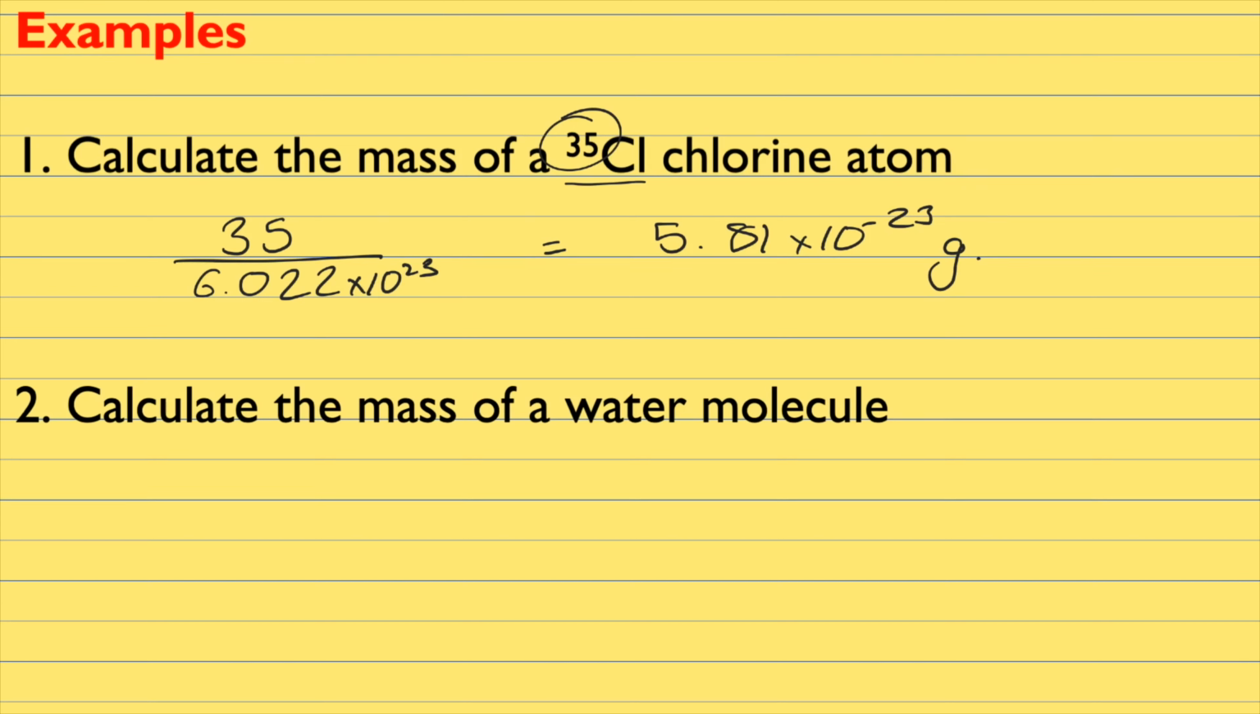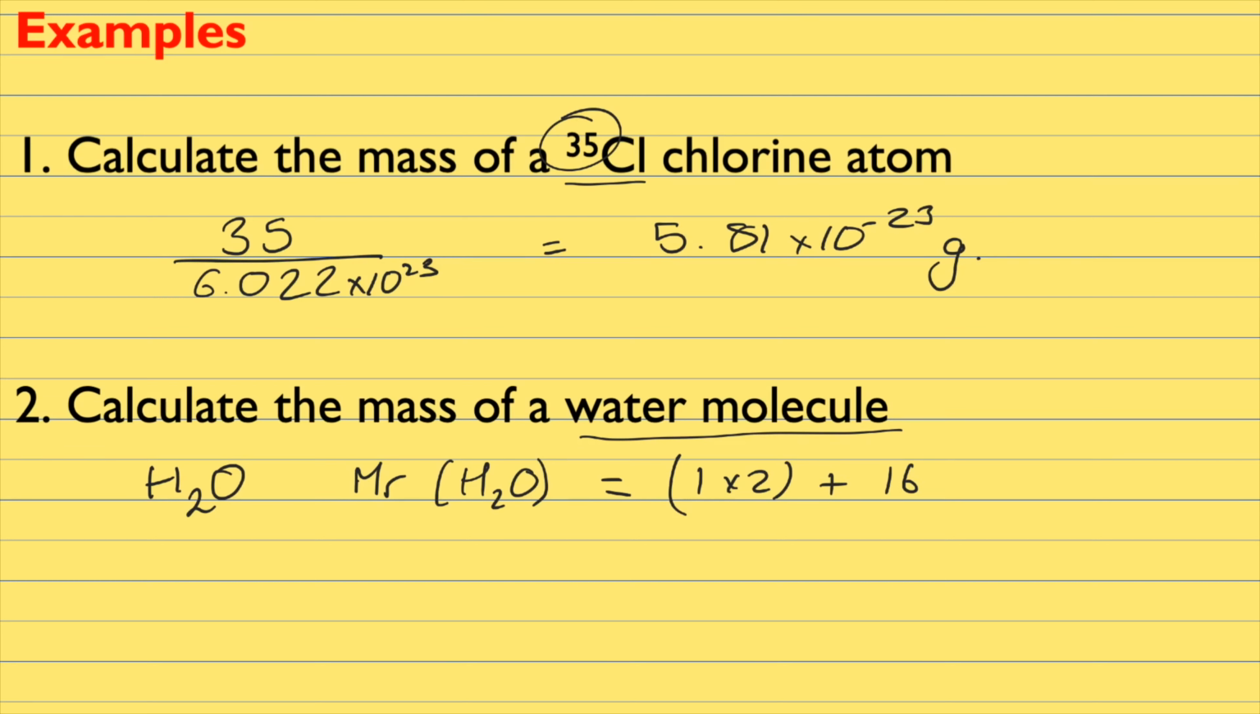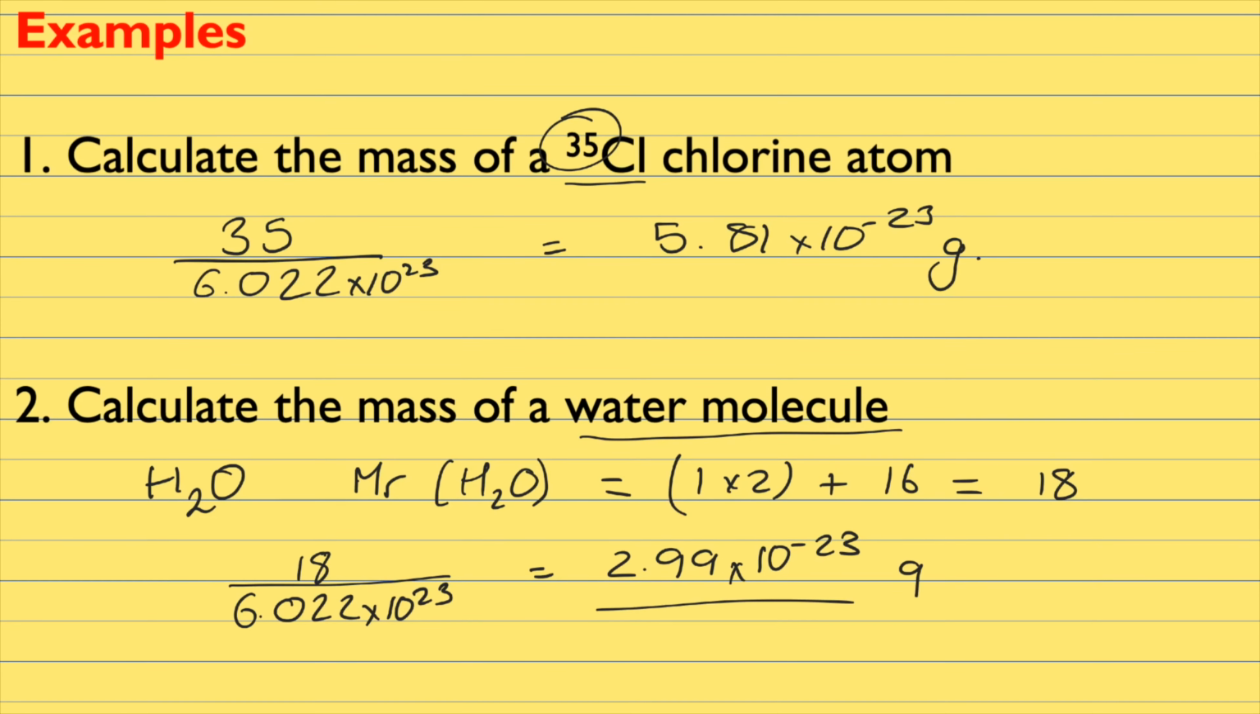Second example is to calculate the mass of a water molecule. A water molecule is H2O, so our first job is to calculate the Mr of water. Hydrogen is 1 and there's 2 of them, and oxygen is 16. Those are the relative atomic masses, which gives us a relative formula mass of 18. Then we're going to do 18 divided by Avogadro's number, which gives us the mass of one water molecule, which is 2.99 times 10 to the minus 23 grams.